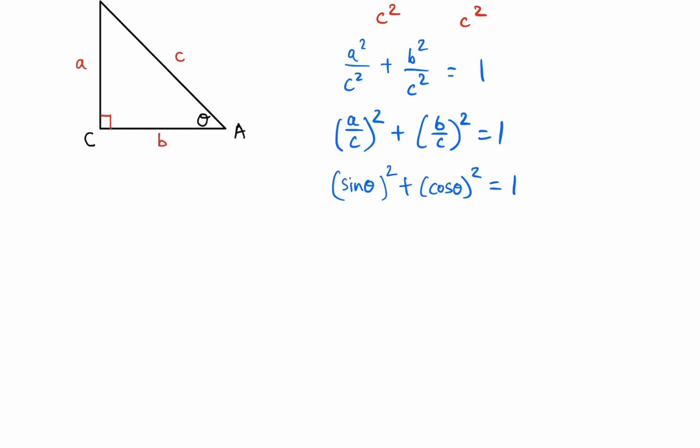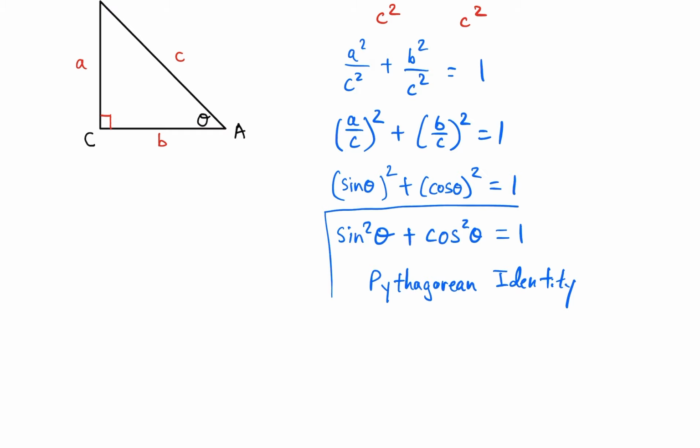Now in trigonometry, you can actually rewrite sine of theta squared as sine squared theta, and the same thing for cosine theta squared. That's the same as cosine squared theta, and that is equal to 1. And so what we essentially have is the Pythagorean identity. This identity is going to be the basis for our lesson today. So let's go ahead and take a look at the next example.